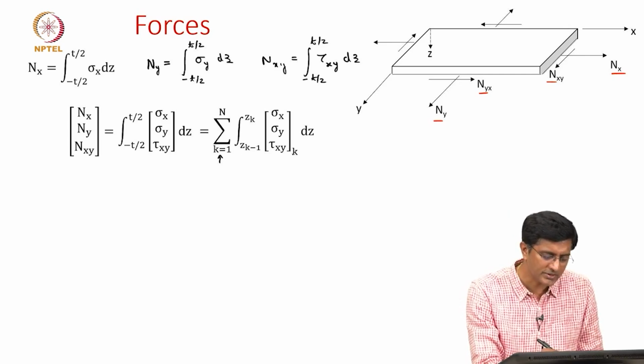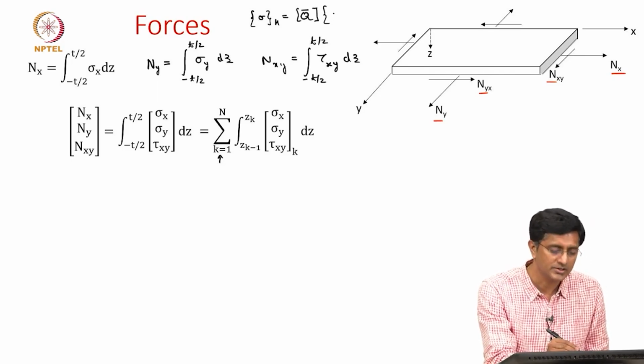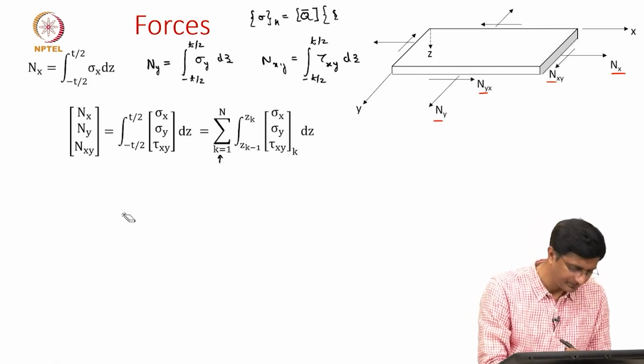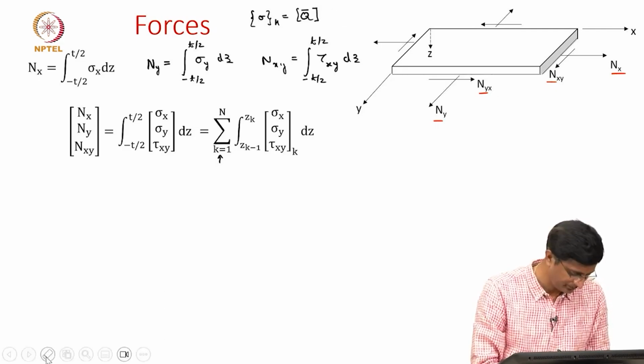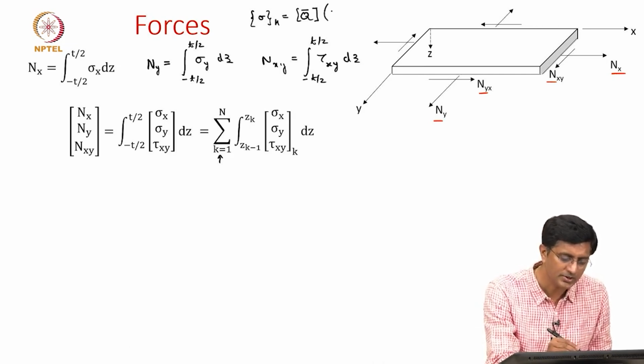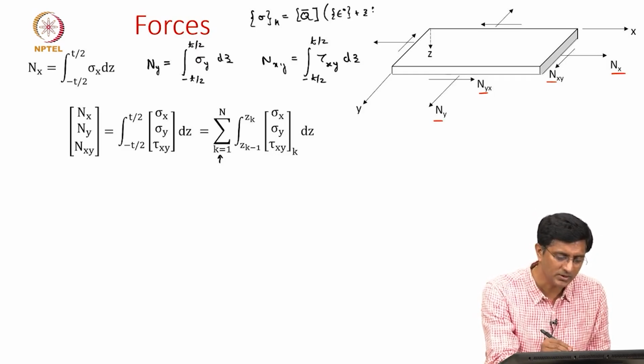Now for these stresses in the kth layer, previously we have shown how to write them. So stresses in the kth layer we said is written in terms of the stiffness matrix or the transformed stiffness matrix times the strains. So how do we write the strains? We wrote it in terms of the mid surface strains plus z times the curvatures.